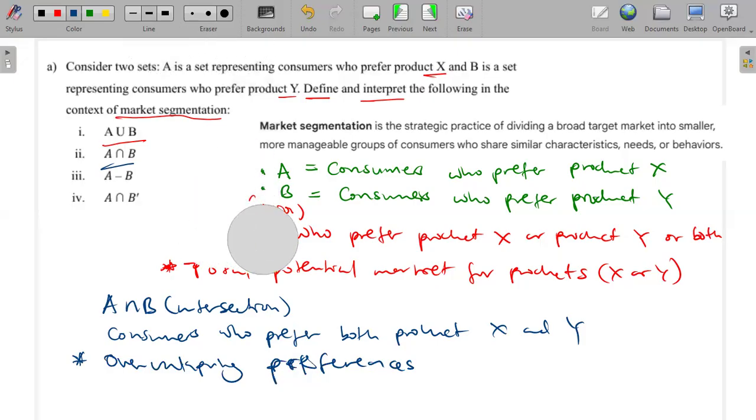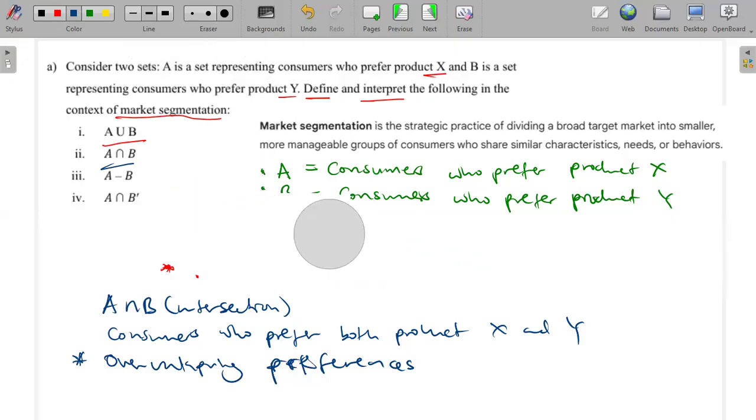Okay, so let's move on to the next part, and that is the set difference of A and B. Remember, the set difference of A and B can also be written as A intersect B complement. By definition, if I write it in set builder notation, this is going to be the set of x such that x is a member of A and x is not a member of what?